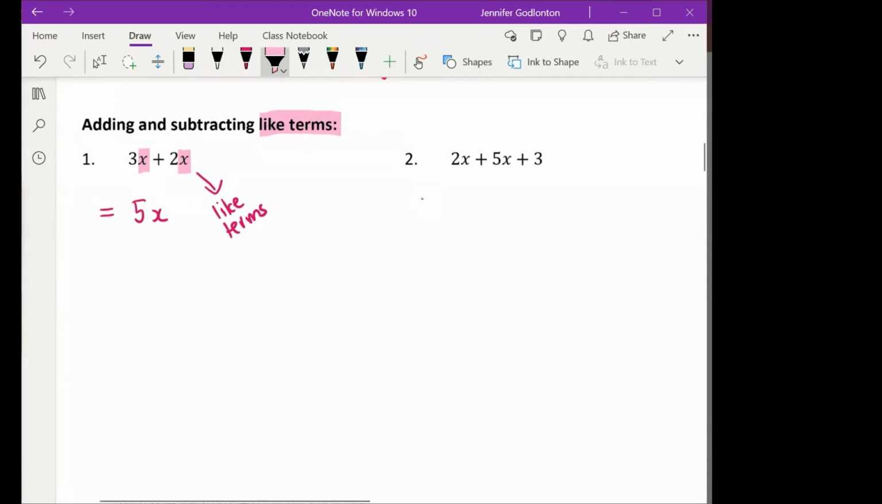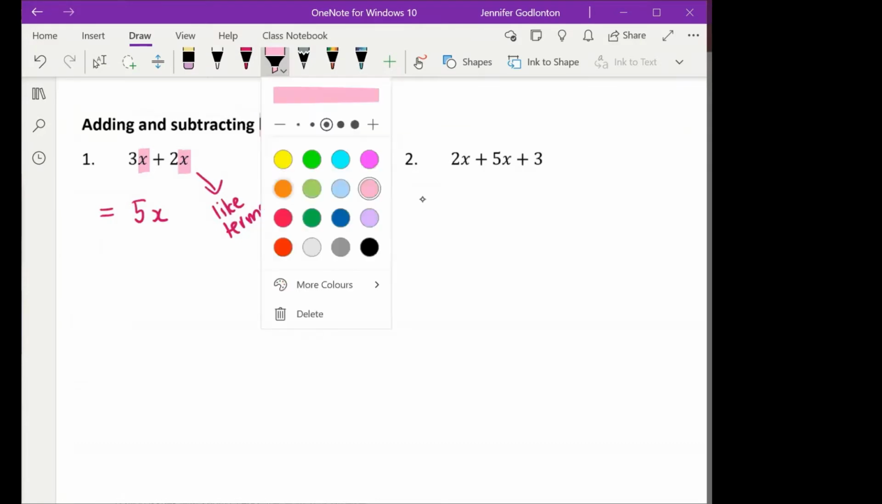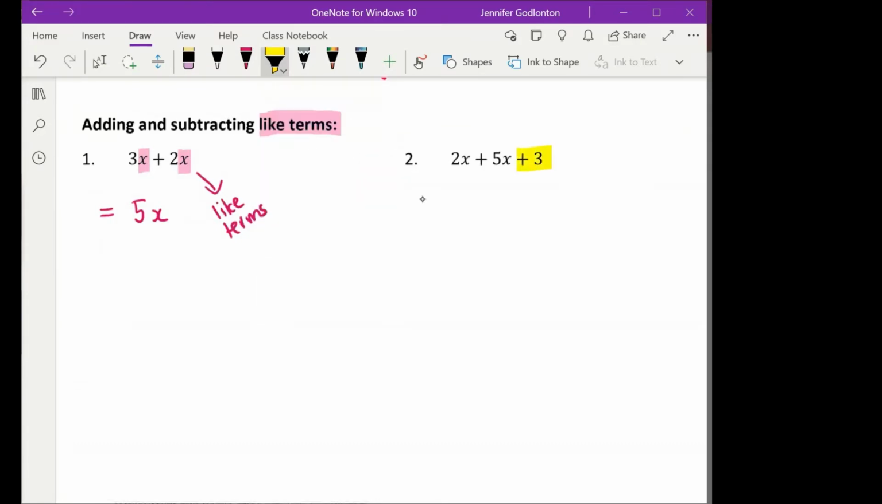Now, in question 2, we've got something quite similar, except that we have this sneaky little plus 3 happening here on the side. Is that plus 3 a like term with the 2x and the 5x? Are they the same as each other?